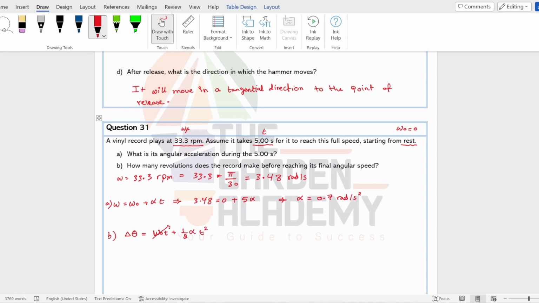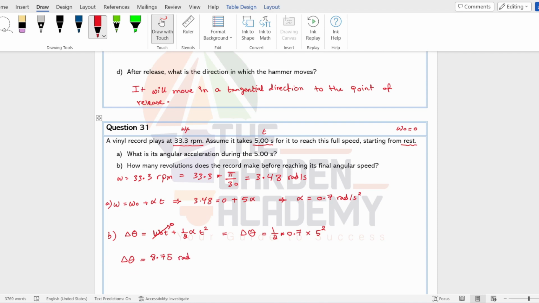Again, omega naught is equal to 0, so we cancel this term. And let's substitute the values we have. Delta theta is equal to half times alpha, which is 0.7, times time squared, which is 5 squared. And this is equal to 8.75 radians.